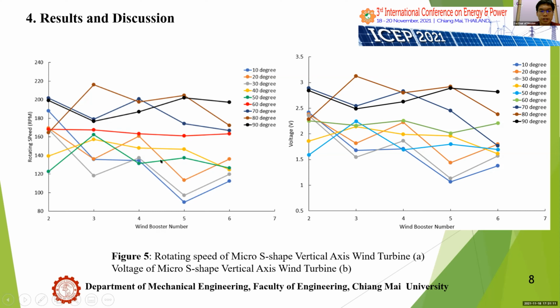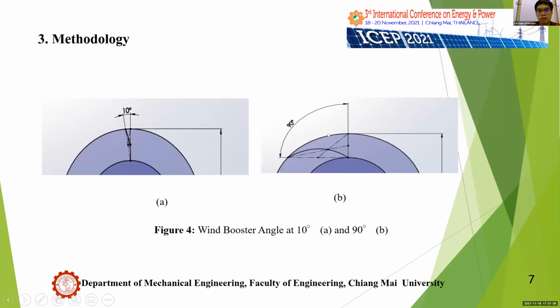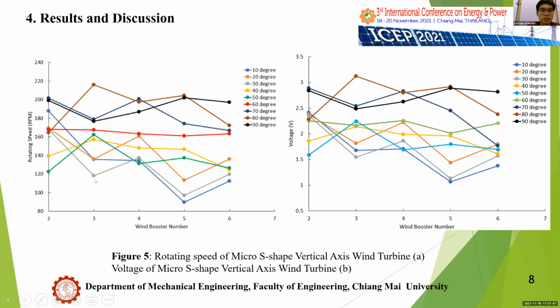As we've seen, if the wind booster angle increases, the rotating speed of the wind turbine will increase. But after 80 degrees, if we increase from 80 to 90 degrees, the rotating speed decreased, because the wind booster at 90 degrees blocked the airflow, as is shown in this figure. This one was perpendicular to the flow, that's why the wind turbine velocity decreased.